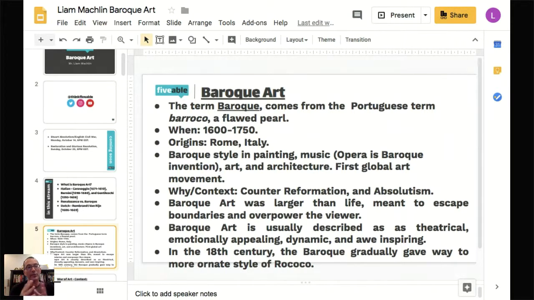It started as a derogatory term for the Baroque, as a very flawed kind of art, not a perfect art like the Renaissance, but later on it became a term that they embraced. Many sailors from Portugal came back bringing beautiful pearls, and some of them were a little bit deformed, so they called them Baroque.